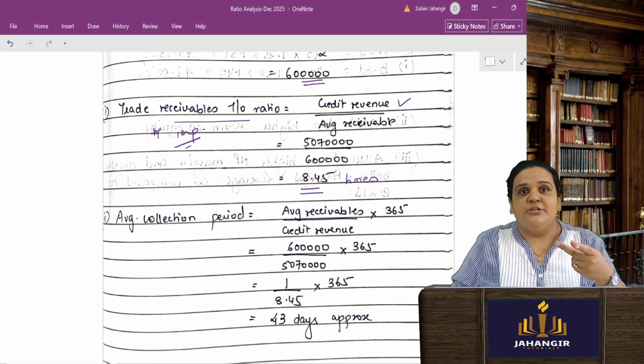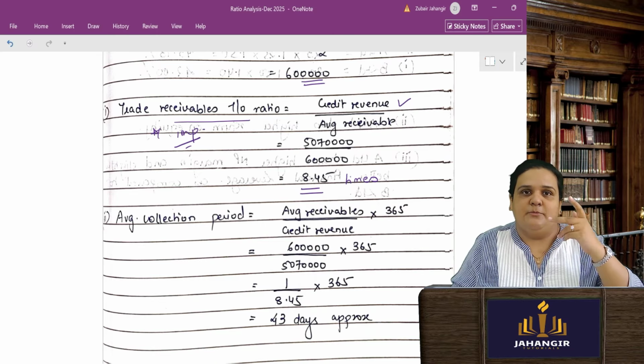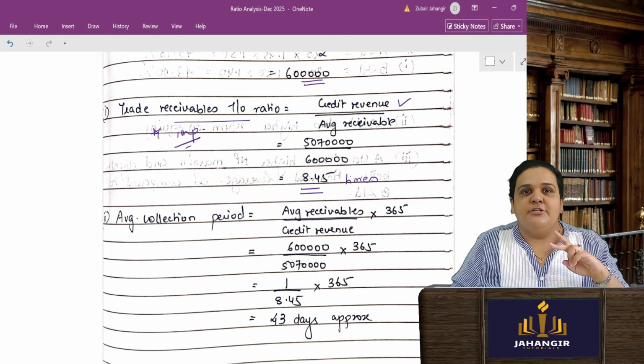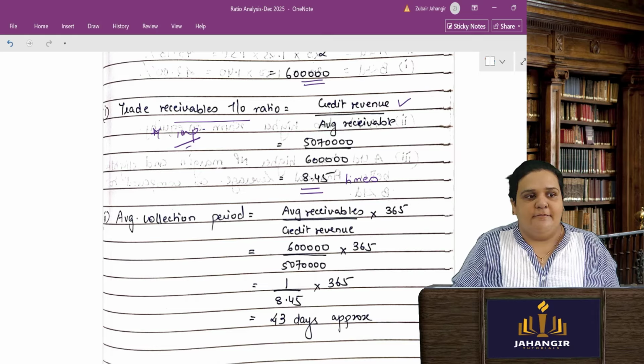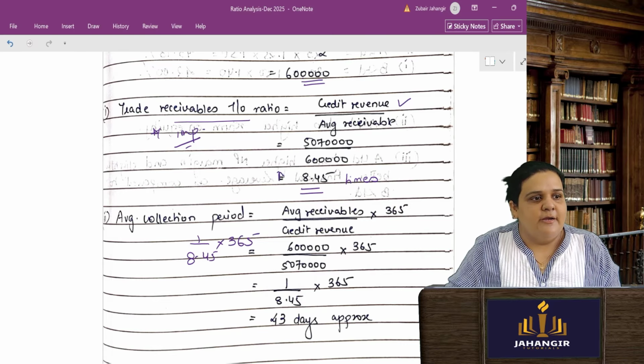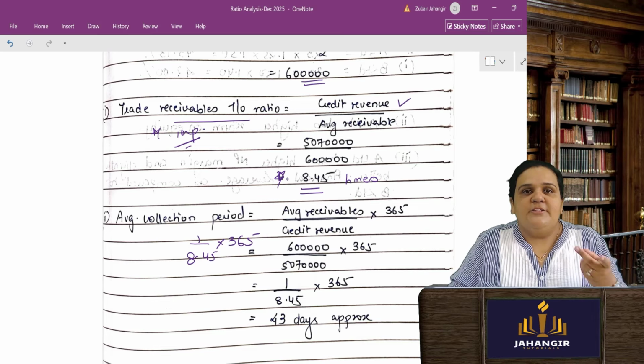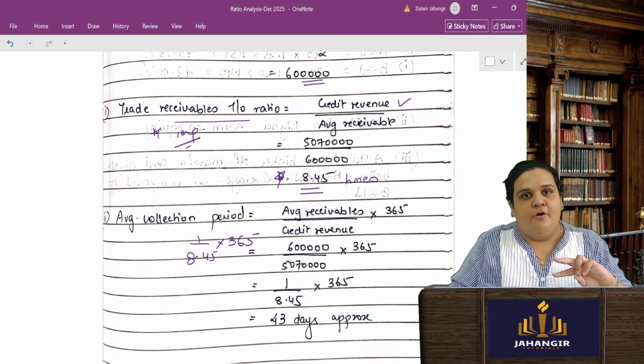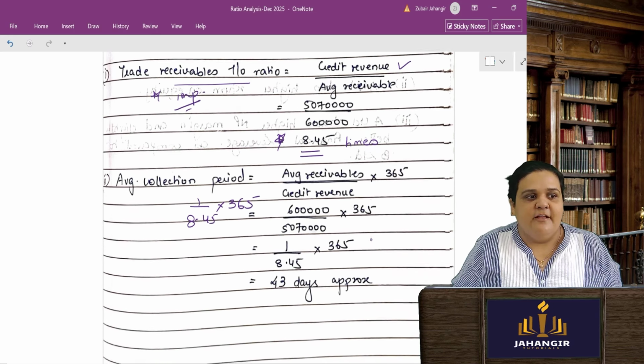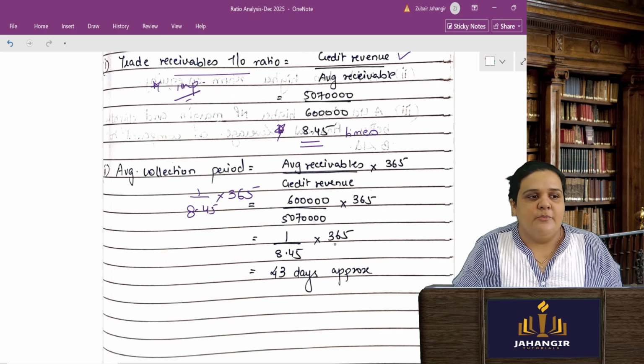For average collection period, we do the opposite, vice versa. Right? We take average receivables upon credit revenue. Okay, so you can directly take 1 upon 8.45 into 365. Same thing, no? Because this we have already calculated. So we are just reversing the formula for collection period. So average receivables upon credit revenue into 365, that is 1 upon 8.45 into 365.